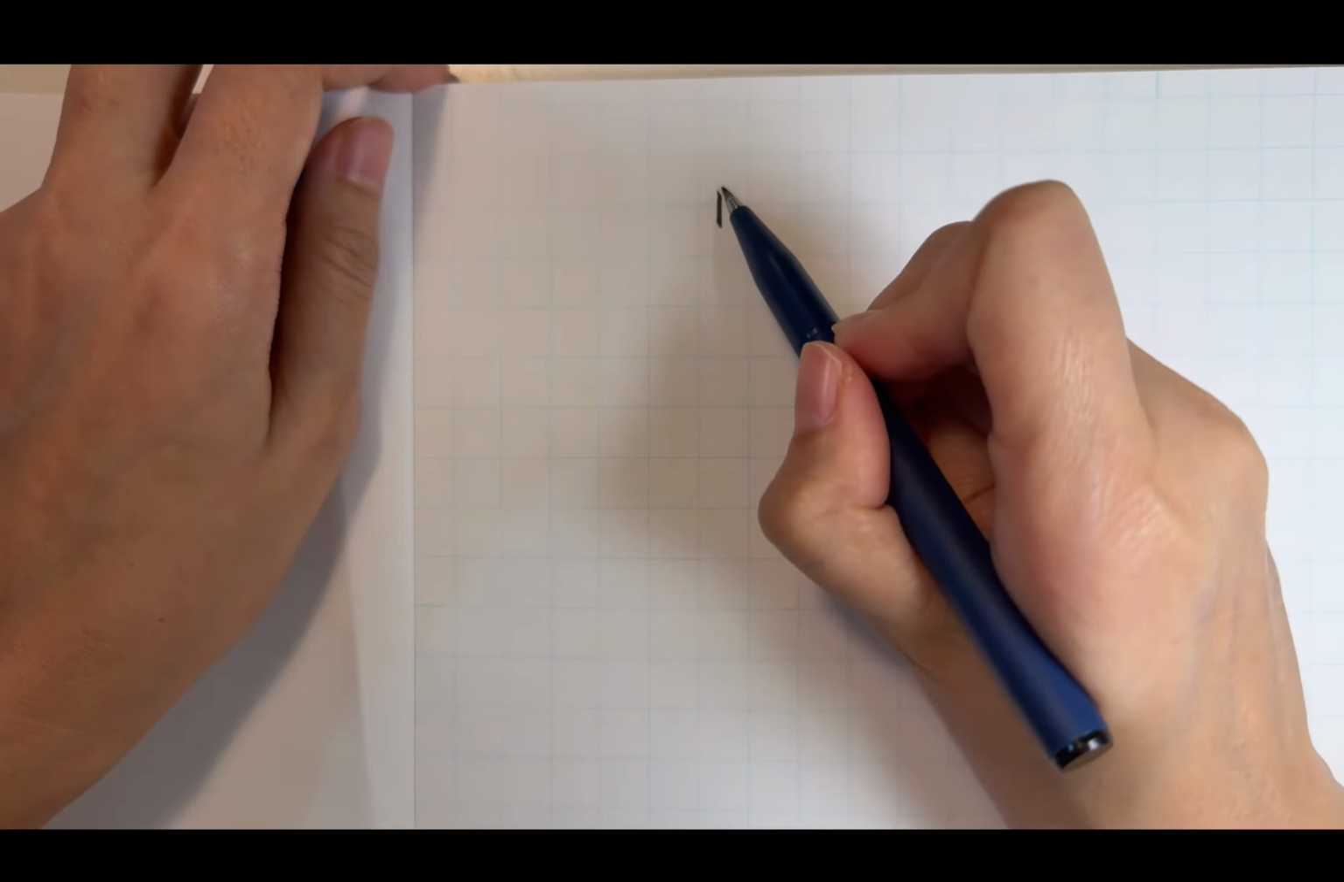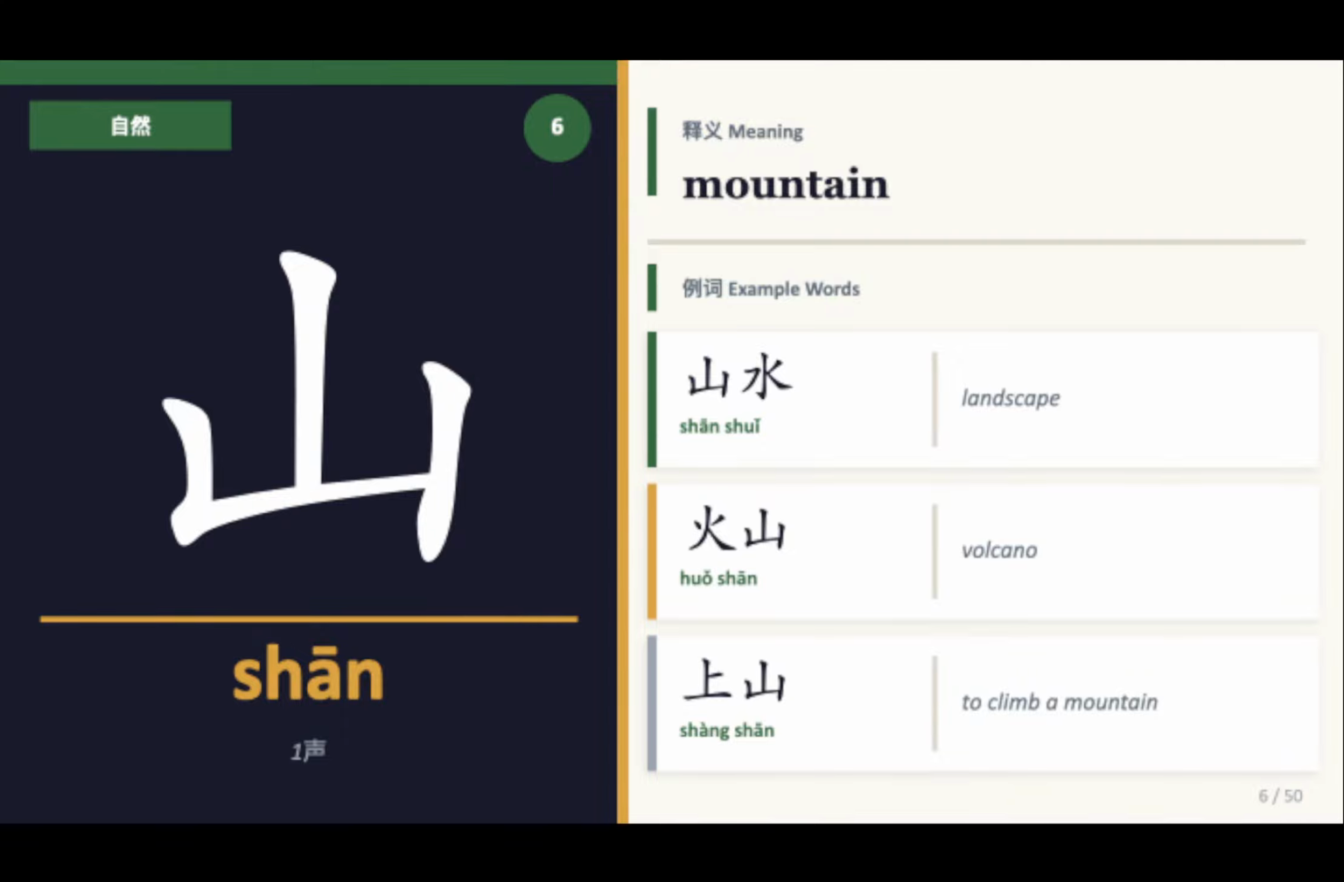Okay, the next we have shan. I think a lot of you are very familiar with this. Shan is mountain. Shan shui is landscape. 火山, like shan with a lot of fire. 火山 is volcano. 上山 is to climb a mountain. So this character really looks like a mountain.